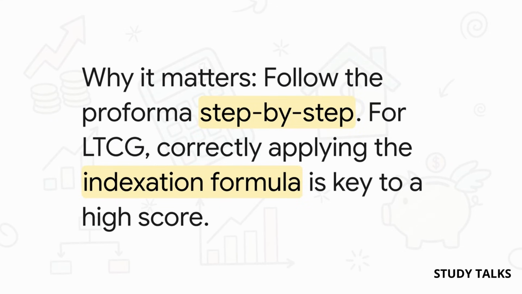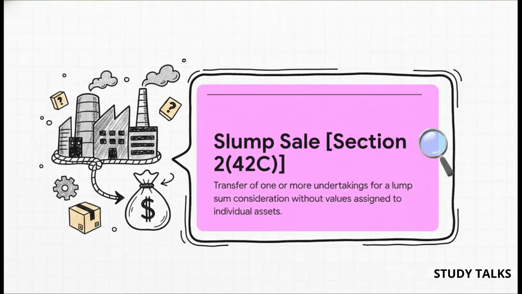Okay, the takeaway for step 3 is simple. Follow that pro forma. Follow it exactly. Why does it matter? Because examiners literally award marks for each correct line item. And for long-term gains, correctly calculating and showing your work for the indexation formula is how you prove you've mastered this. Slump sale, section 50B. This is a scoring area. Do not skip it. The entire game here is mastering one single calculation: net worth.